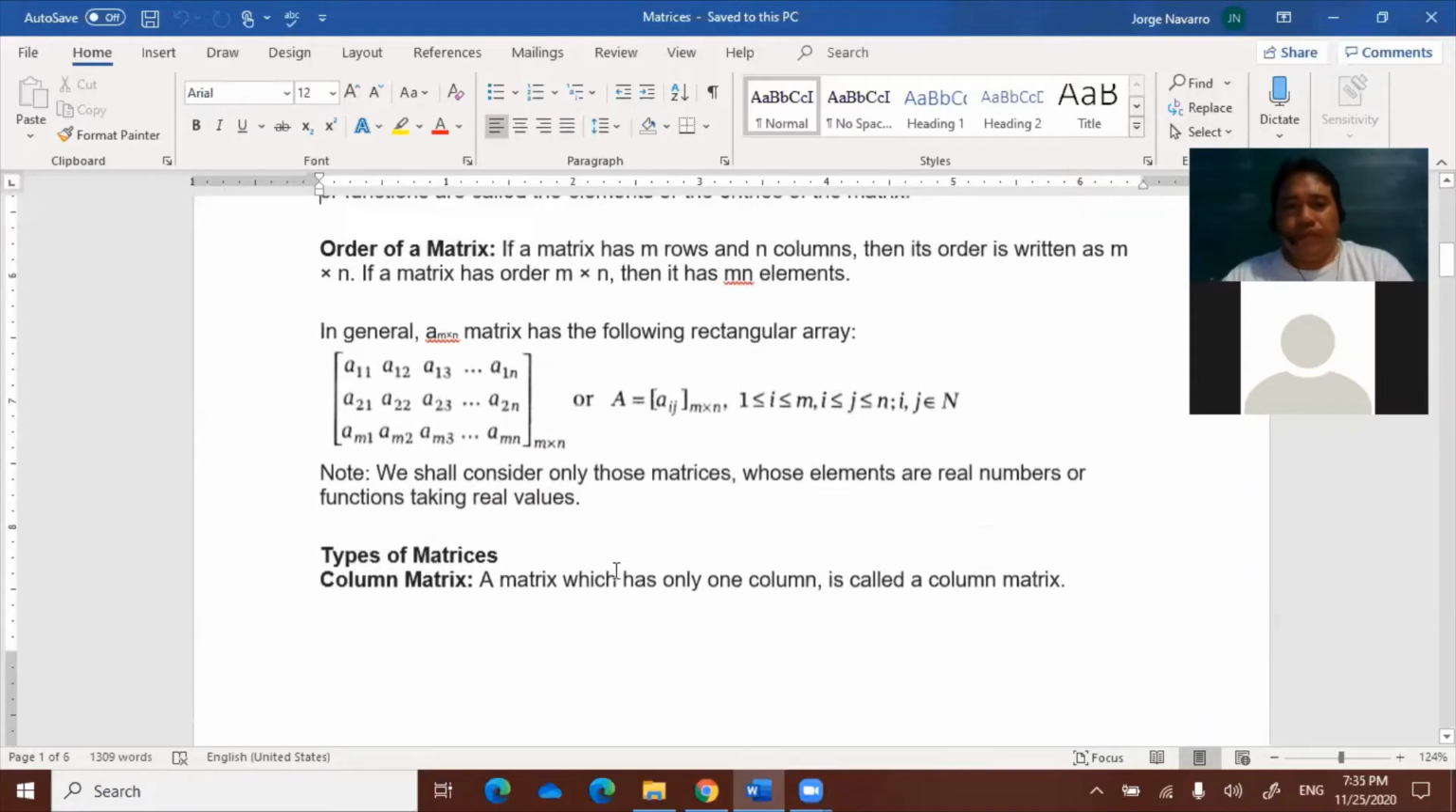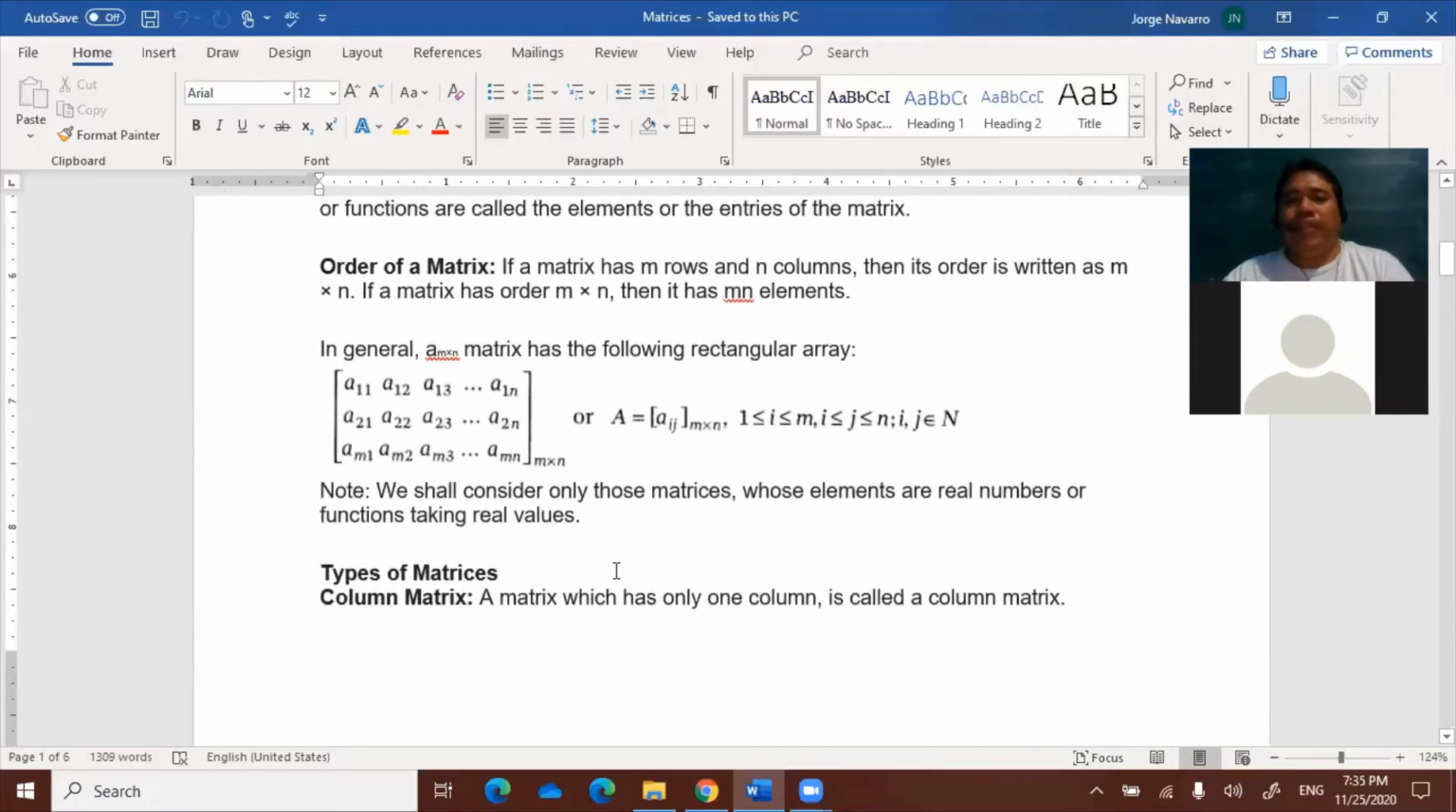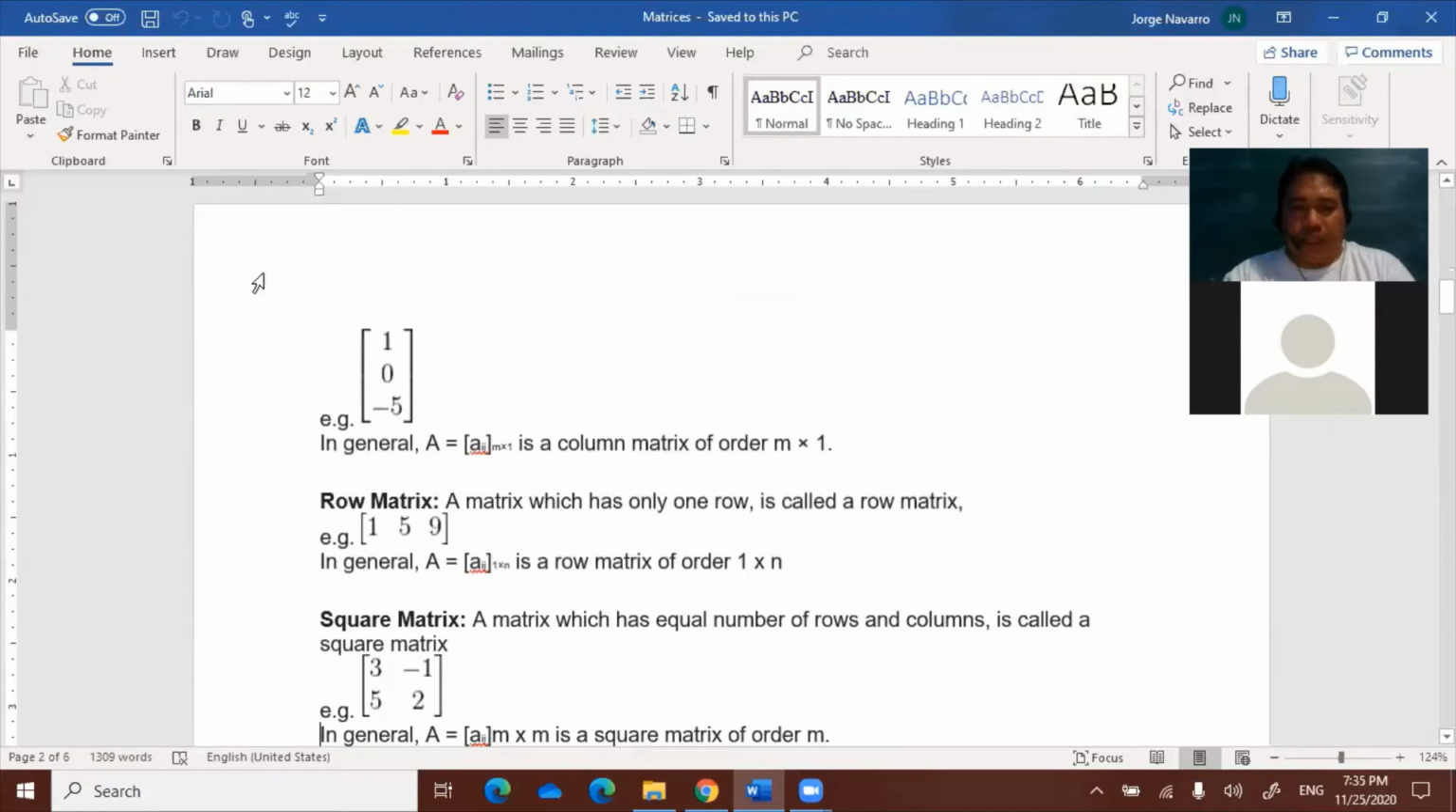Sir, what does the N stand for again? The N stands for the number of columns. So if, for example, look at this one here: 1, 0, -5. This line here where you see the cursor, that's 1. Then the other number is 2. And then the other number is 3. But those 3 are horizontal.